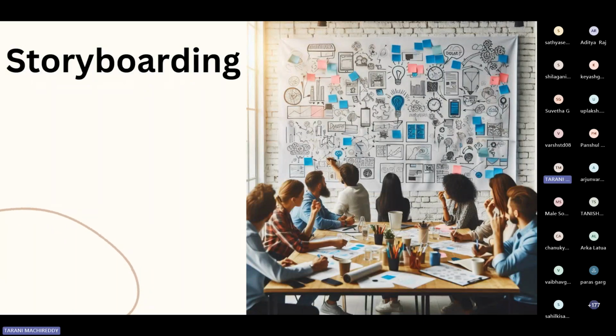So as we tell our idea to someone, they may understand or they may not understand it clearly. But if we show it visually, or if we show them in a video or photo or something, then they might get an understanding. Okay, this can be like this, or this can be like that. So that's where we use storyboarding.